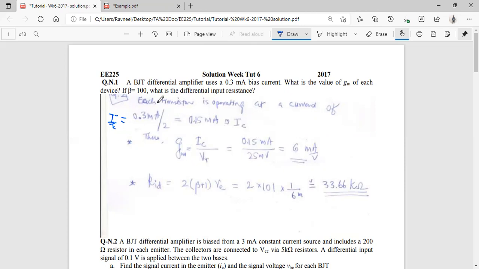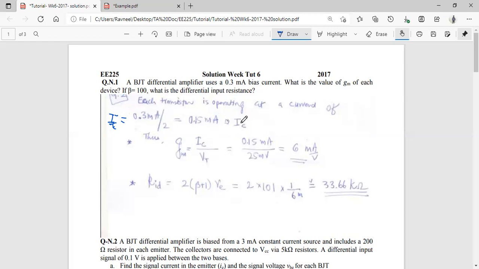So that is why we are using an approximation over here. If you are assuming alpha is equal to 1, then our IE would be equal to IC. So our IE is approximately equal to our IC. Or if you are calculating your alpha value, beta upon beta plus 1, you'll get 0.99 multiplied by 0.15, and then you'll get the value. But for this tutorial, since alpha value is not given, we'll consider alpha is equal to 1. So our IE will be approximately equal to our IC.